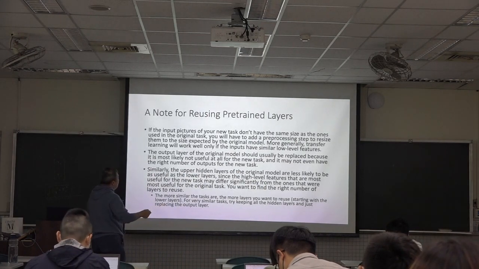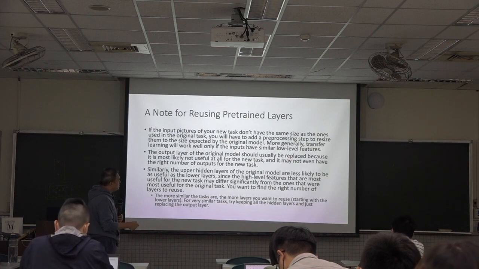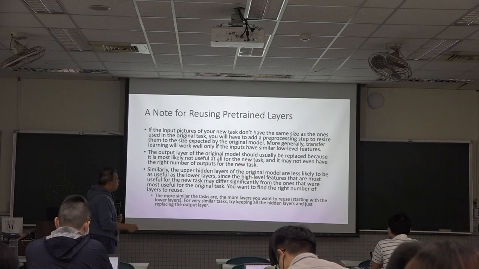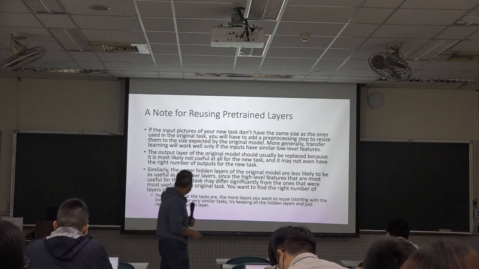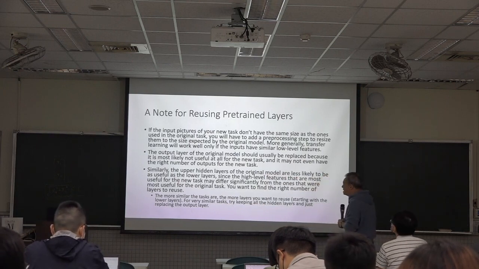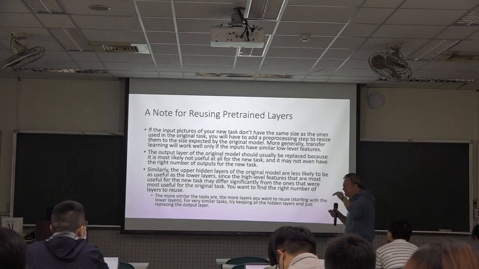So if the input pictures of your new task don't have the same size, I already talked about this. Transfer learning will work well only if the inputs have similar low-level features. And the output layer of the original model should usually be replaced because it is most likely not useful, and it may not even have the right number of outputs for the new task, as I already told you. Similarly, the upper hidden layers of the original model are less likely to be as useful as the lower layers, because the lower layers deal with more simple features, and those simple features can usually be carried over to the new model much better.